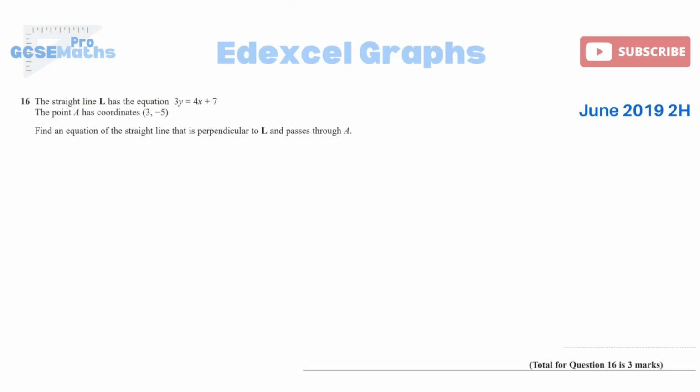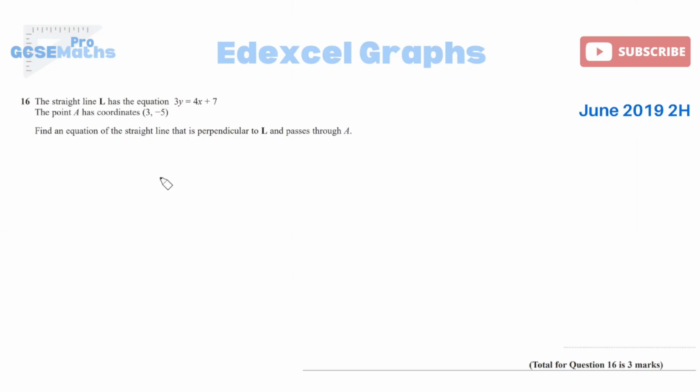So the next one, question 16. The straight line L has the equation 3y equals 4x plus 7. The point A has coordinates (3, -5). Find an equation of the straight line that is perpendicular to L and passes through A. So this is an ideal perpendicular lines question.